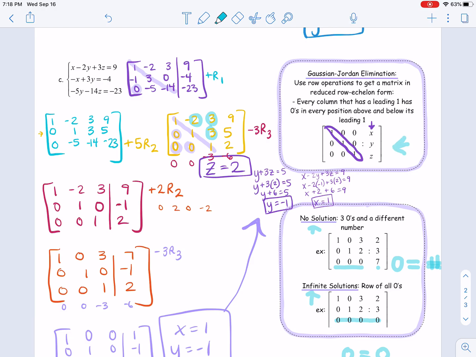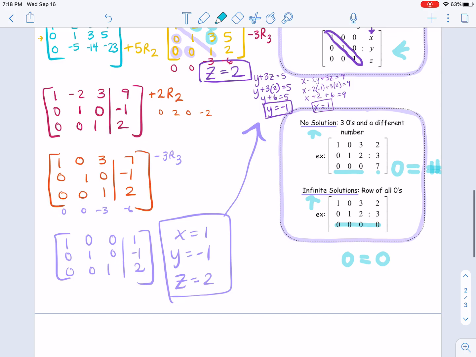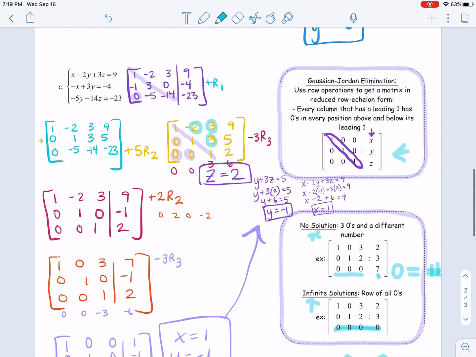Okay, so when you tell your calculator to do RREF, reduced row echelon form, you should be getting that diagonal of ones, and that's going to tell you x equals some number, y equals some number, z equals some number. If you get zeros and then a number, that's no solution. If you get all zeros, that means infinite solution. Okay? The calculator will show you a matrix that looks like this, and that'll be your key.